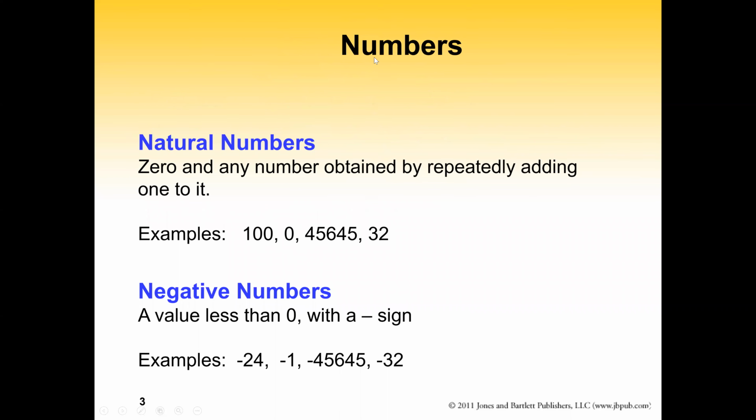So the first thing we want to know here is what are numbers? We know we have natural numbers. Natural numbers can be 0 and any number obtained by repeatedly adding 1 to it. So a natural number can be, again, any number. For example, here we have 0, 100, 32, any number we can think of. We know negative numbers are normally numbers that are less than 0. So for example, we have negative 24, negative 1, etc.